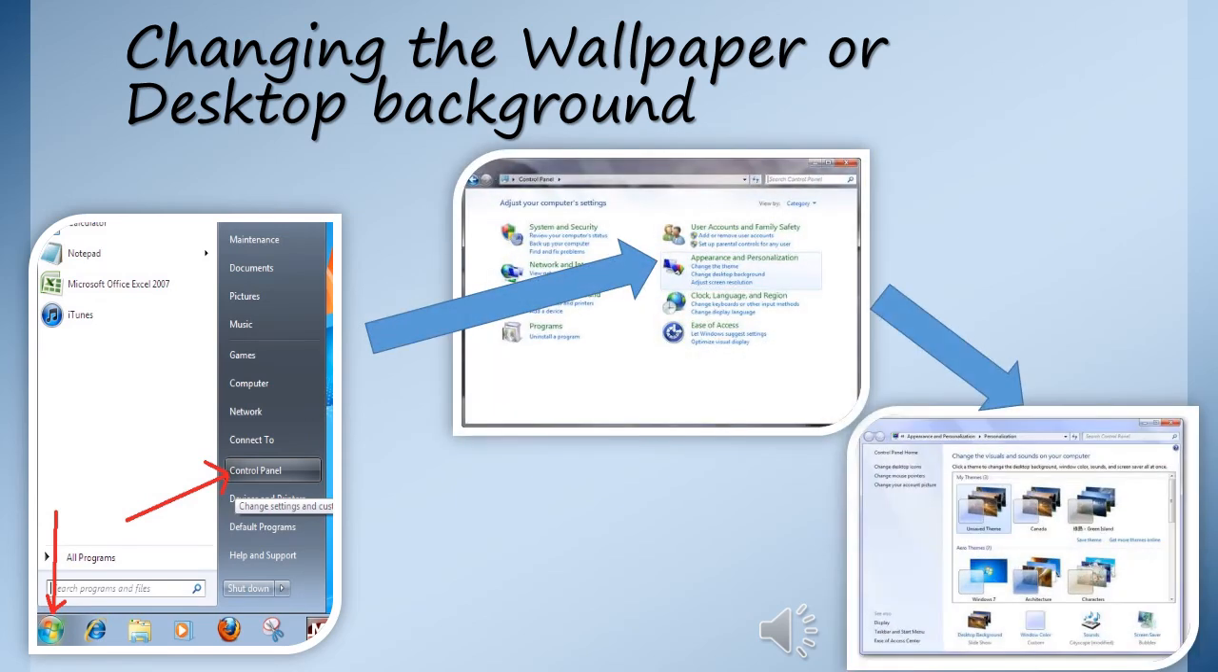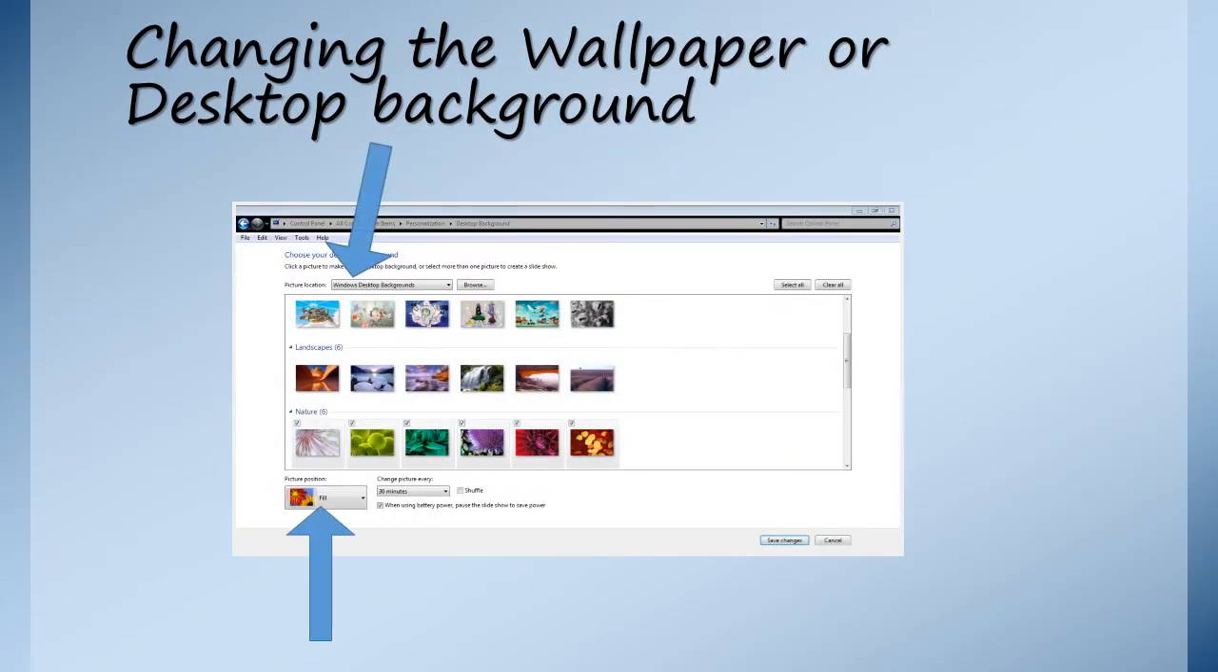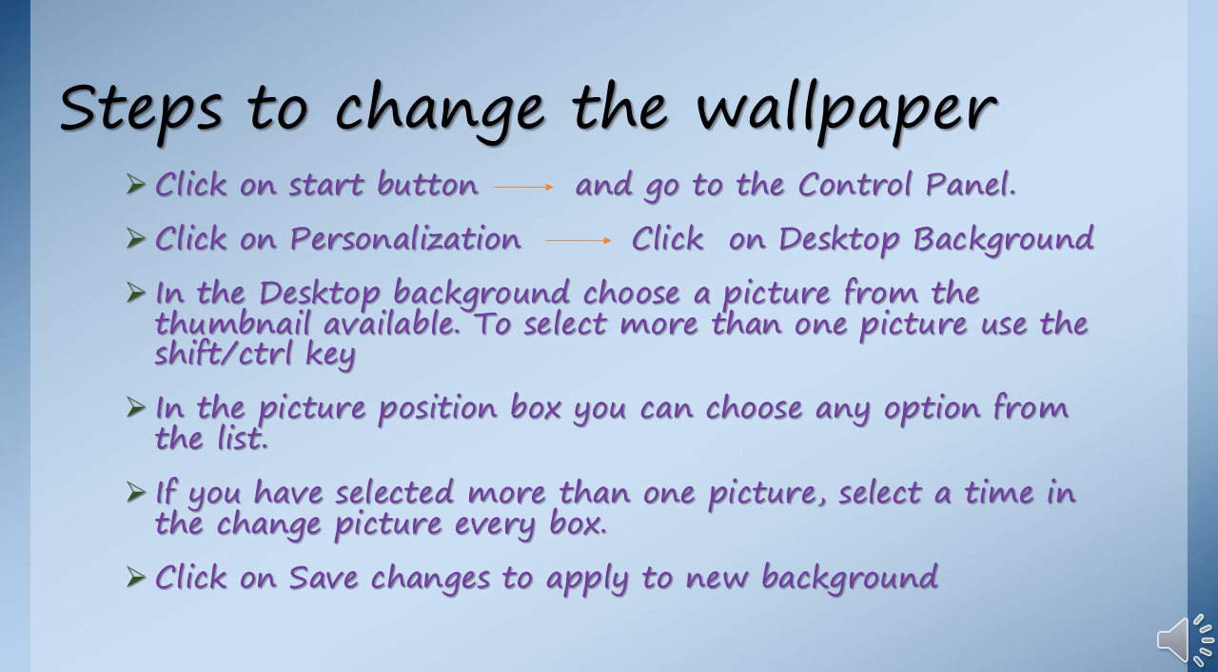So to change the wallpaper or the desktop background, you need to follow some simple steps. With the help of 6 simple steps, we can change the wallpaper or the desktop background. Step 1. Click on the Start button and go to the Control panel. Step 2. Click on the Personalization and then click on the Desktop background.